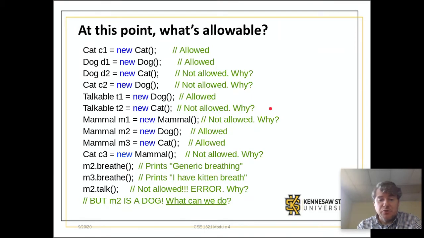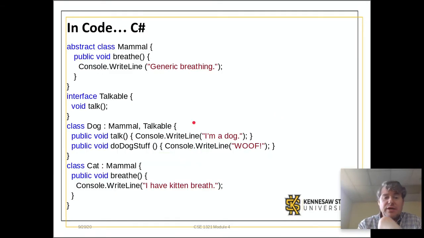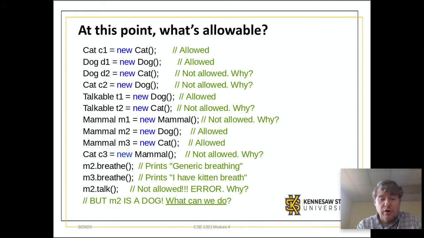All right, let's look at the next one. Mammal M1 gets new mammal. Okay, so can I instantiate a mammal? And the answer to that is no, because I declared mammal as being abstract. The moment I declared it as abstract, I cannot create objects of that class. So this will not work. Mammal M1 gets new mammal, not allowed.